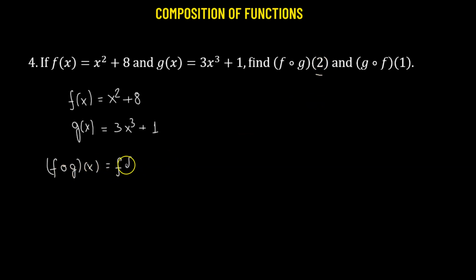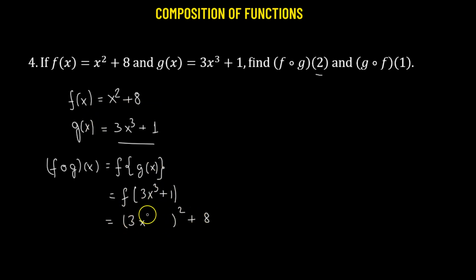So f of g of x will be f of g of x. So g of x would be 3x cubed plus 1. We have f of x given by x squared plus 8. So in place of x, we replace it with 3x cubed plus 1. Then we now replace the value of x with 2. So this will give us 3 times 2 cubed, so that's 8, plus 1, whole squared, plus 8. This will be equal to 633. So this is the value of f of g of 2.